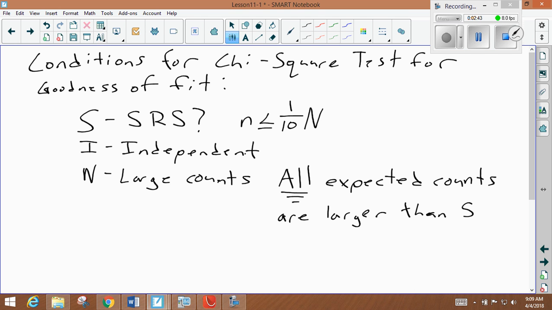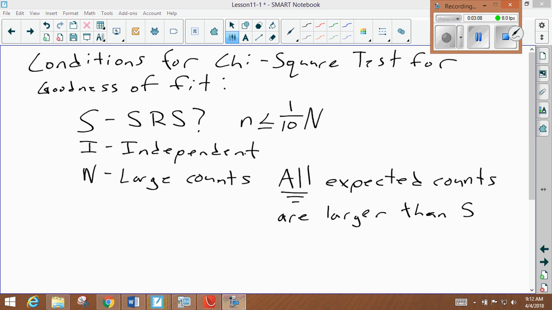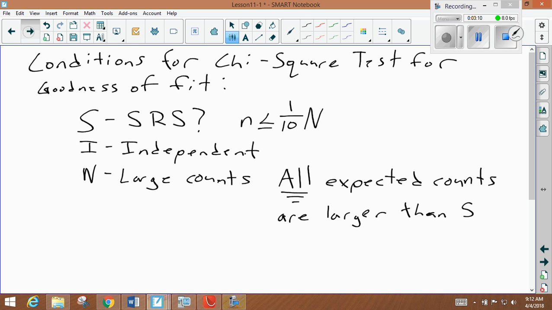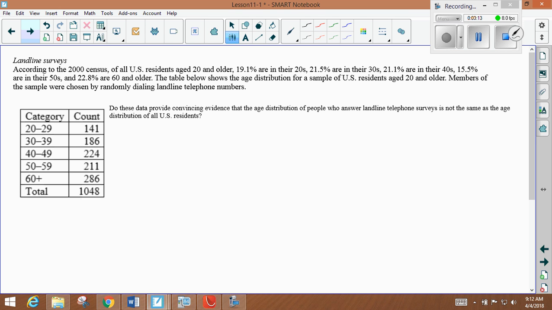They need to be met in order for us to do the chi-square test for goodness of fit. So we're going to come up with a test statistic, and then we can use our table or our calculator in order to calculate a p-value. For the example that we're going to do right now, we're going to use both. So let's go ahead and get this thing done. So here we go. We are ready to do some inference.